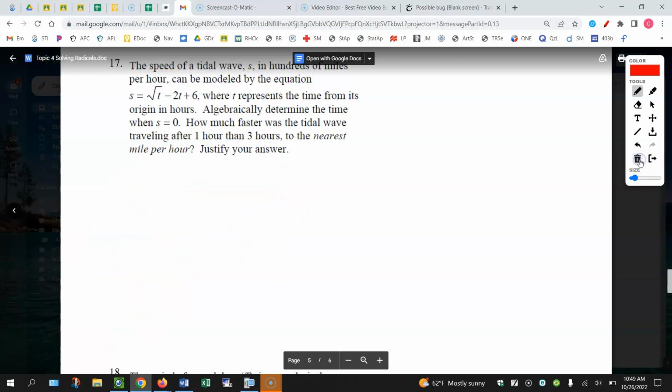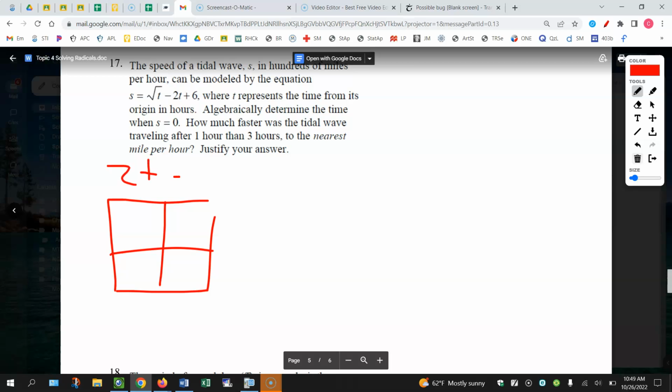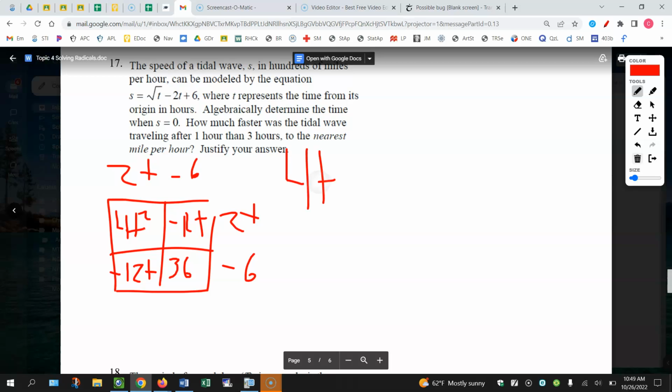All right, so at this point, I'm going to just redo this so I have some room. 2t minus 6, 2t minus 6. This is going to become 4t squared minus 12t minus another 12t plus 36. So on the left-hand side of the equation, you're going to have 4t squared minus 24t plus 36 equals, on the right side of the equation, we just had t.